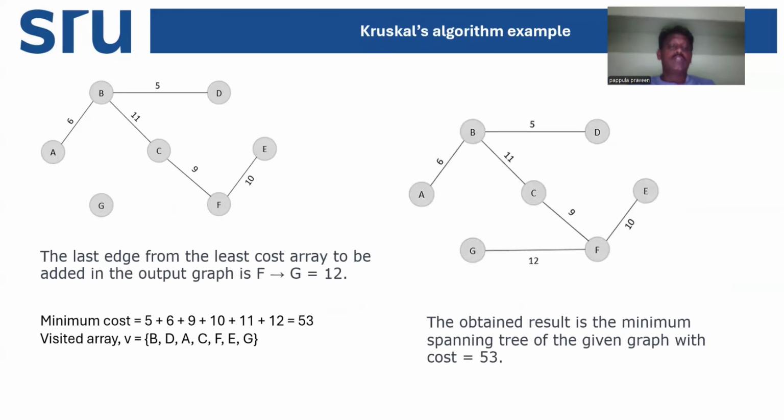The last edge from the least cost array to be added in the output graph is F to G, 12. So the minimum cost equals 5 plus 6 plus 9 plus 10 plus 11 plus 12, so the value is 53. The visited array shows we covered all the vertices, and we obtain 53. So now, coming to the point, what is a minimum spanning tree?